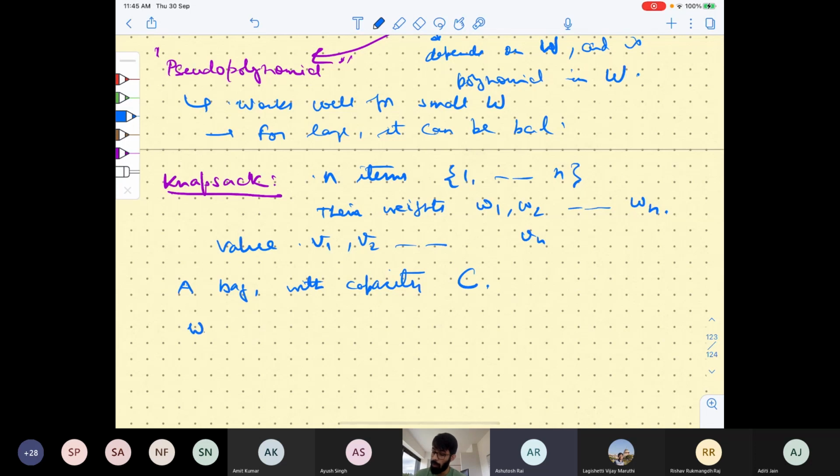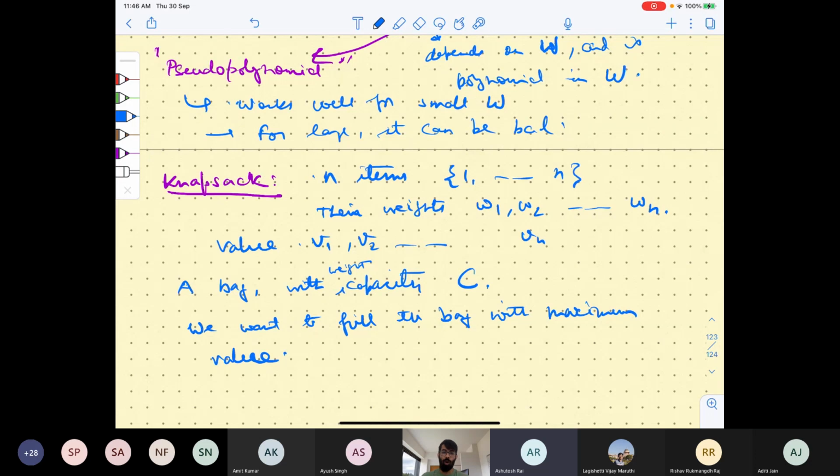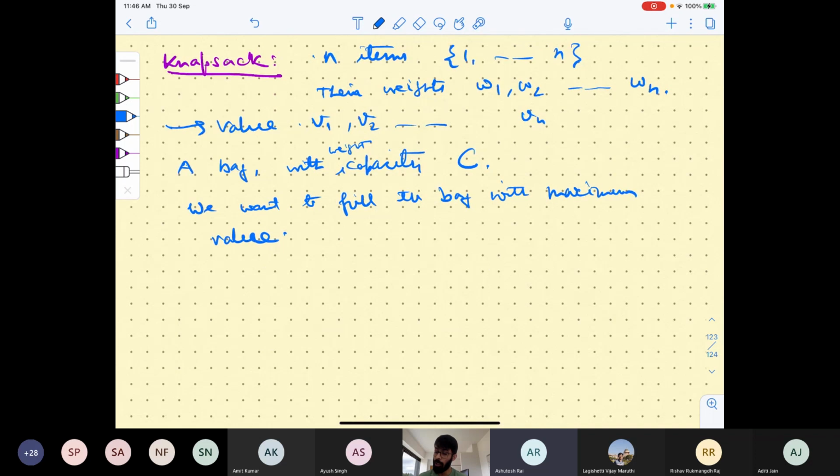And now we want to fill the bag within the weight capacity, and we want to fill the bag with maximum value. So this is a very natural problem, right? You have a capacity of the bag, but you don't want to choose some arbitrary things. You don't want to choose things which are cheap. You want to fill it with things which are expensive or costly, so which have large value. So you want to maximize your value.